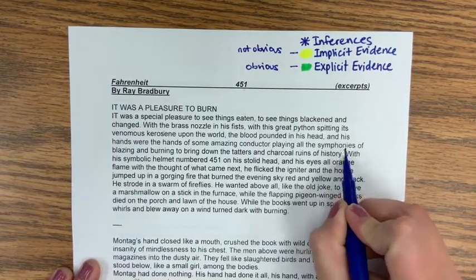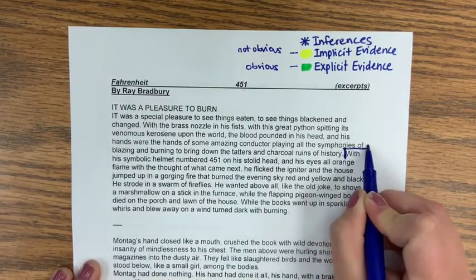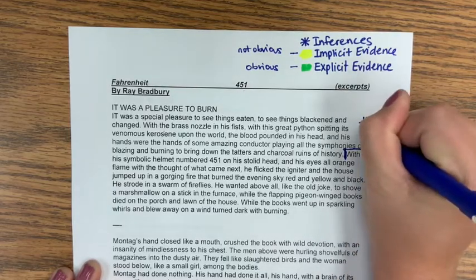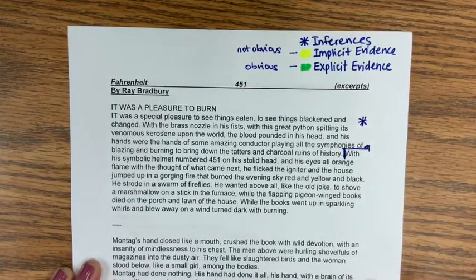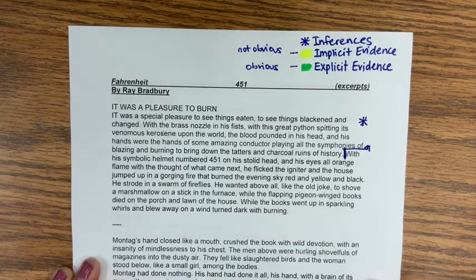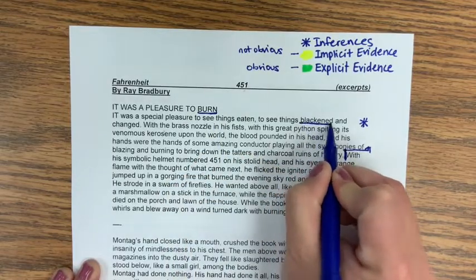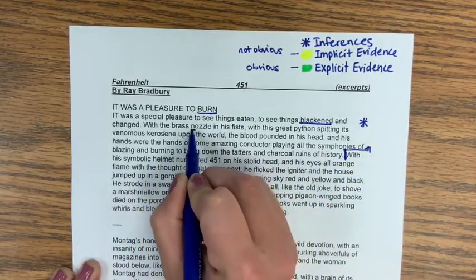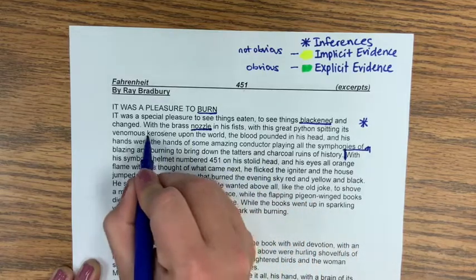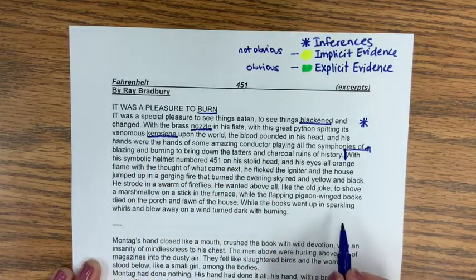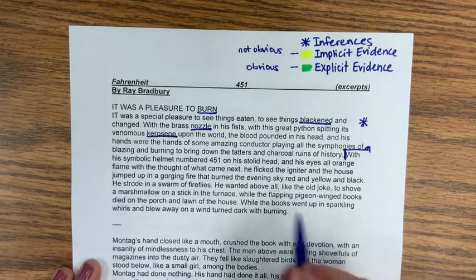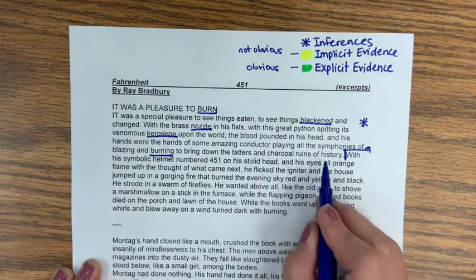We're going to stop right here and try to make an inference. So far, I want you to try to think about what you think this story is talking about. We have words that can help us with that inference, such as burn, blackened, nozzle, kerosene, and again, we also have burning and charcoal ruins of history.